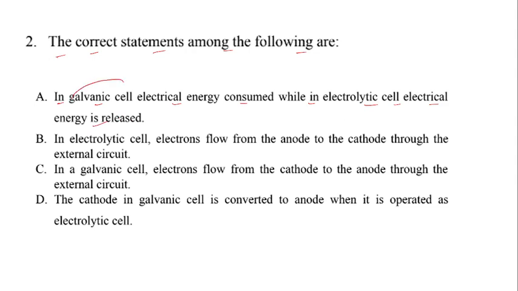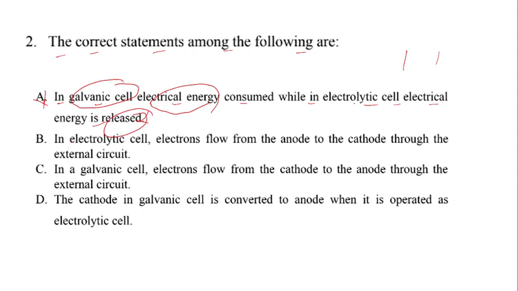Because galvanic cell means what? A general cell like a lead acid battery. In a galvanic cell, is electric energy consumed? No, it will give electrical energy. Chemical energy will convert into electrical energy. While in an electrolytic cell, what will happen? Electric energy will be used, and it will be used to dissociate an electrolyte. So the statement that electric energy will be released is wrong. So the first statement is wrong, obviously.